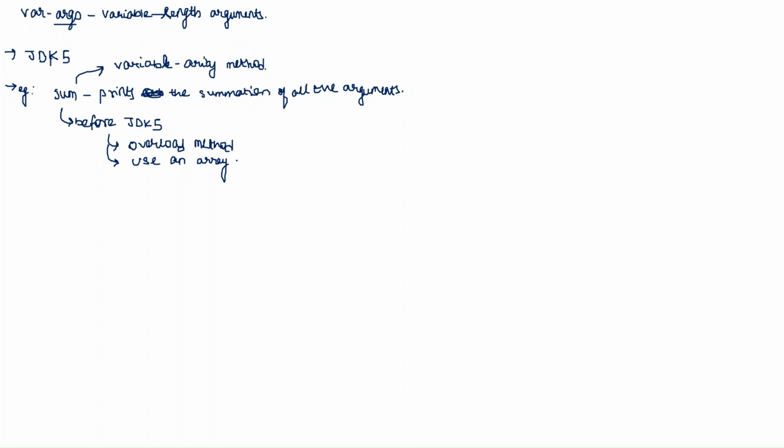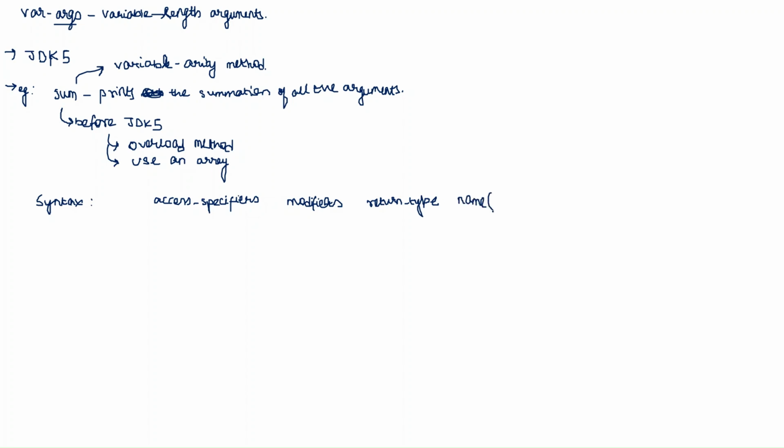But after JDK 5, Java decided to have these variable arity methods, where with the use of a particular syntax you can achieve it. But what was that syntax? It goes like this. You write everything exactly the same. So I say access specifiers, modifiers, then there is a return type, and then there is the name of the method.